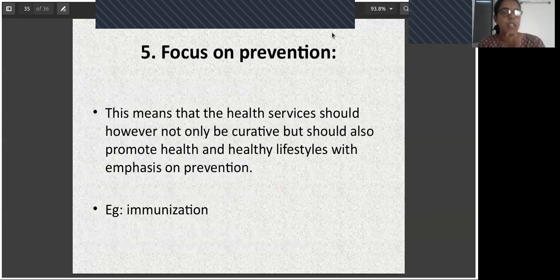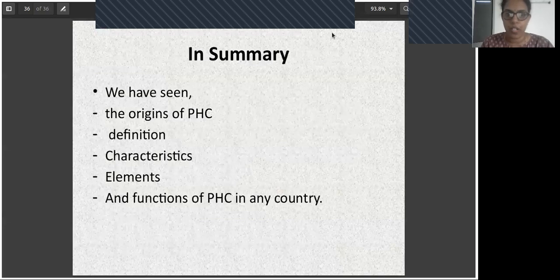And the last and important principle of primary healthcare is focus on prevention. It should always focus on prevention. This means that health services should not only be curative. It is not always the curative end that we are focused on in primary healthcare, but it should also promote health and healthy lifestyles, always with the emphasis on prevention, because one of the elements of primary healthcare which we learned was immunization. Why is it a component? Because we are focusing more on prevention.